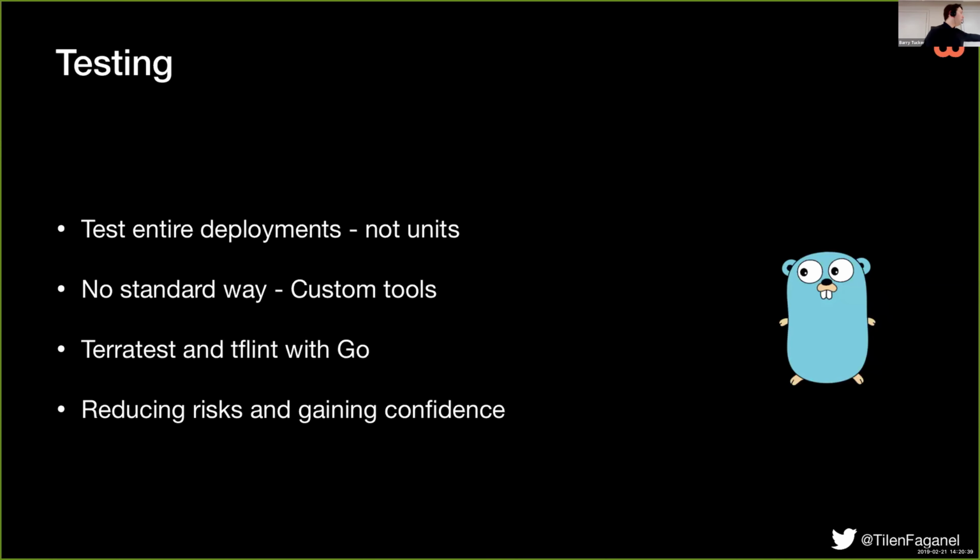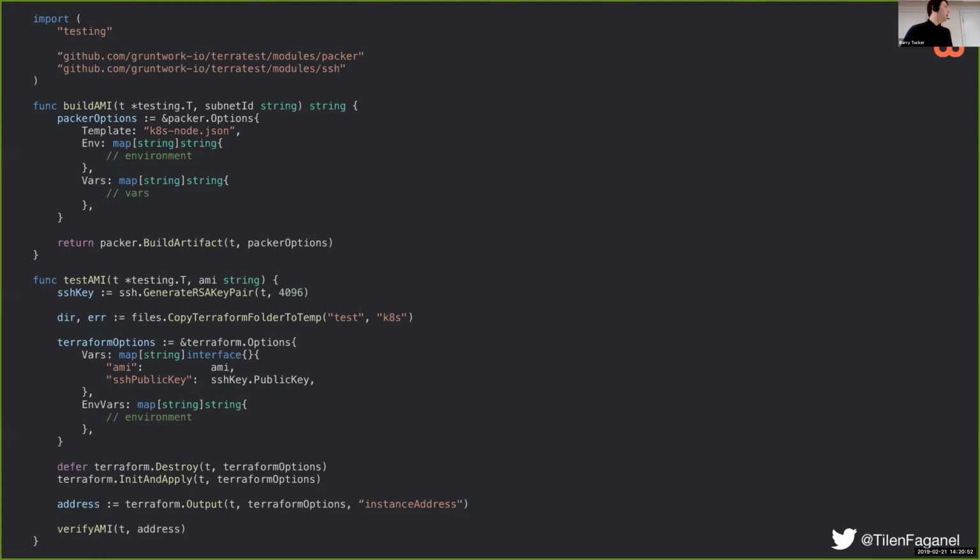And of course, the main part about testing is that we want to reduce risks. In our build pipeline, we know at the end of it that the Packer image is correct and that the infrastructure code we've written actually works and actually does what we want it to do.